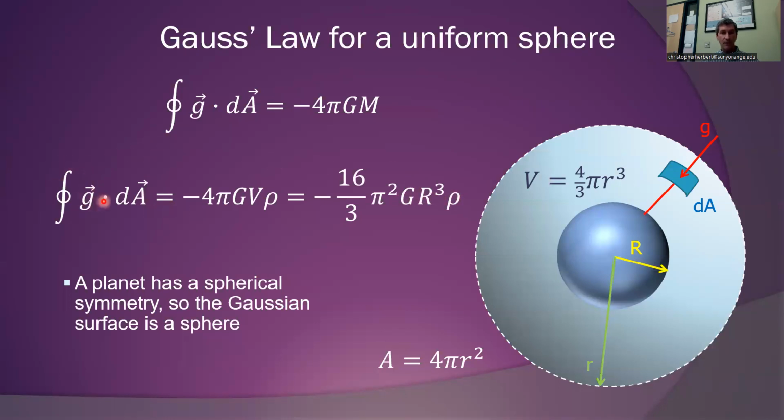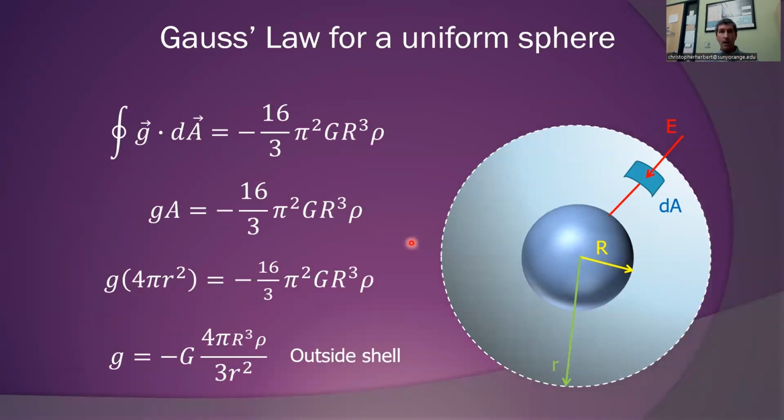And here's another version of my Gauss's law, not in terms so much of the mass now, but in terms of rho, which is the density of the Earth, and r, which is the radius of the Earth. Okay, so I have this uniform sphere. I'm going to integrate over this uniform sphere.